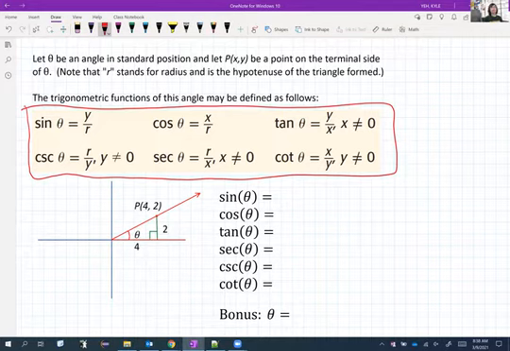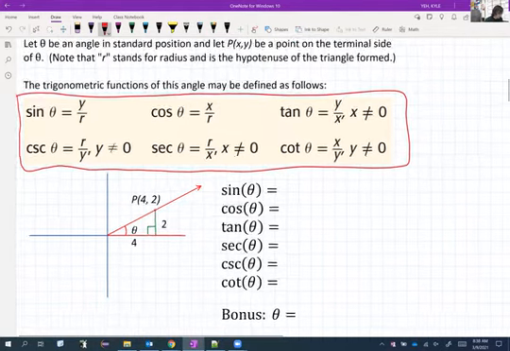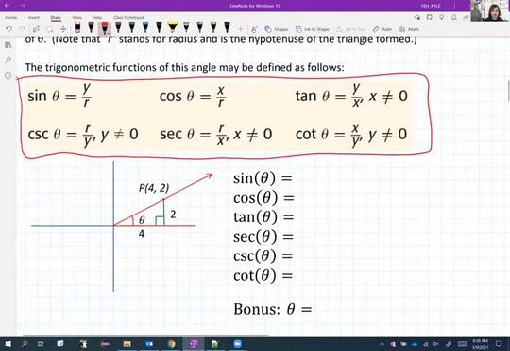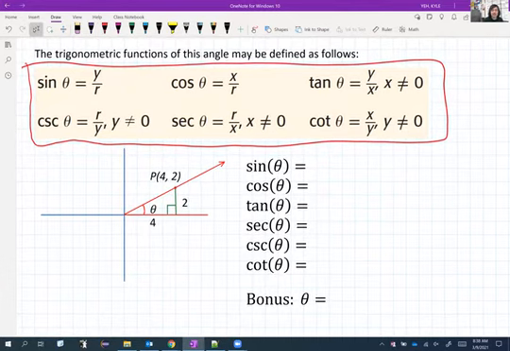Here's what we're going to use with these. If you look at the problem right below, we have a point. P is (4, 2). We went over 4 in the x direction, up 2 in the y direction to form our theta.